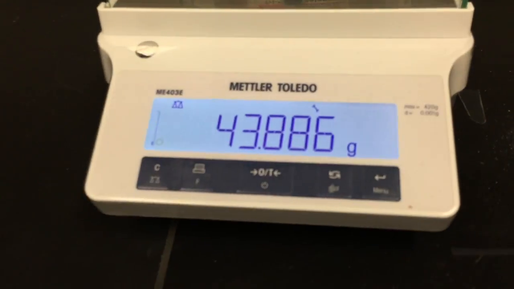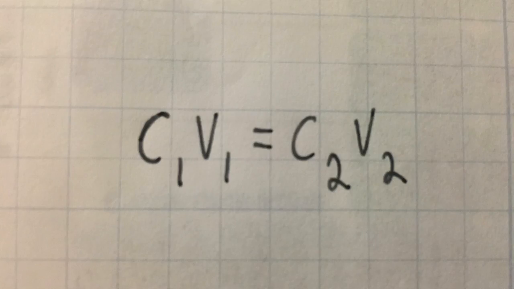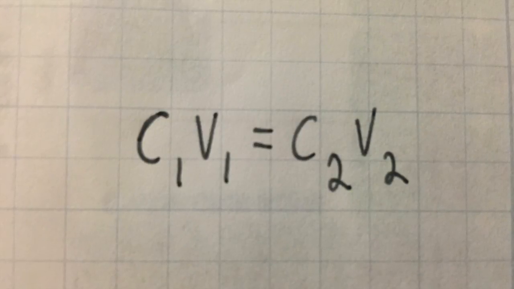This entire process should be completed 3 times so that we have 3 sets of data that will account for 3 different concentrations of sugar solution. This is the equation we will use to determine the concentration of each of our dilutions.